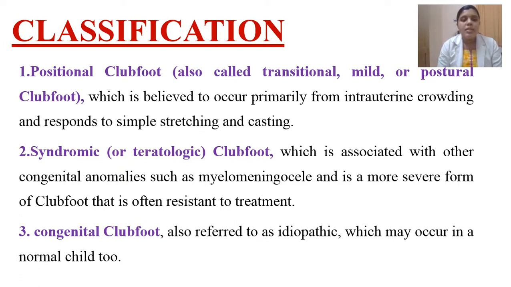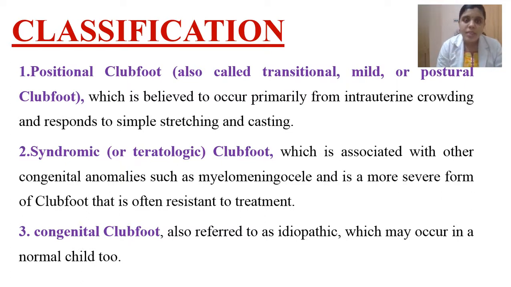The second one is syndromic clubfoot. As the name indicates, this is a little bit more complicated. Syndromic clubfoot usually develops following neuro problems like meningocele or myelomeningocele, where there is an outpouching of the meningeal cavity through a defect in the spinal canal. Because of this disease condition, if the child develops deformities in the leg, it is known as syndromic clubfoot. It is a little bit difficult to manage, because the underlying reason is something else. We need to manage that first, and only then can we manage this kind of clubfoot.